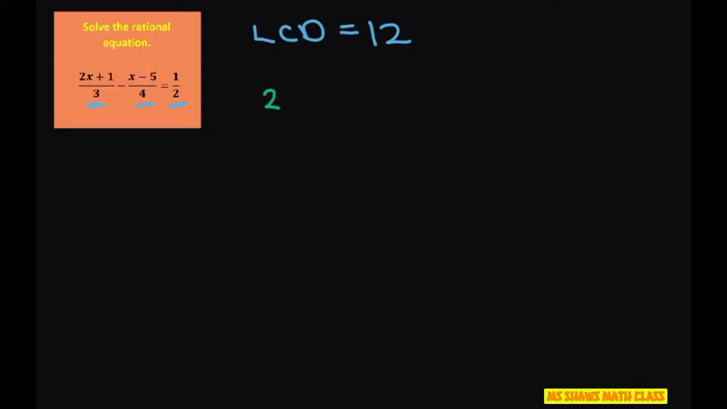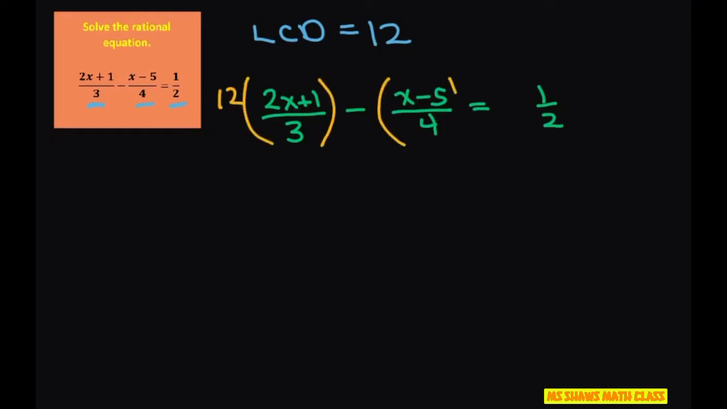We have (2x + 1) divided by 3 minus (x - 5) divided by 4 equals 1 half. Now we're going to multiply each of these by 12. And that's going to clear our fractions and make it a lot easier to solve.